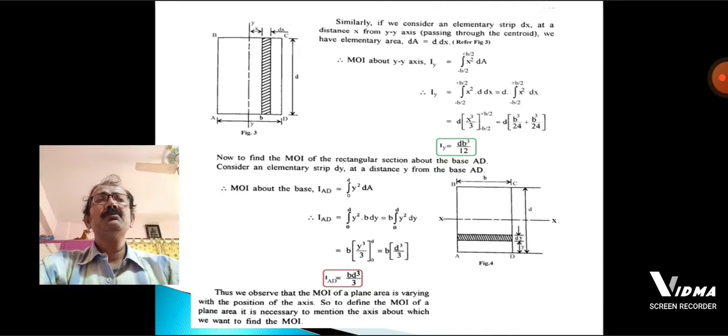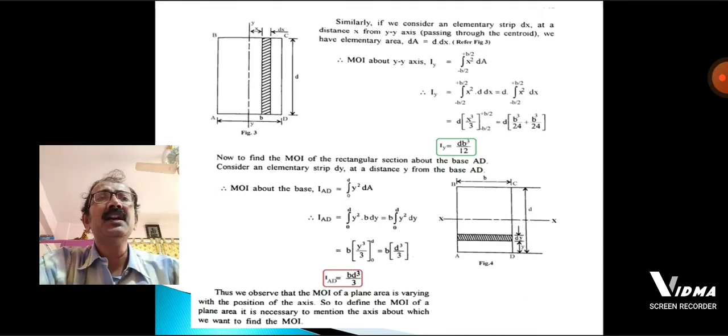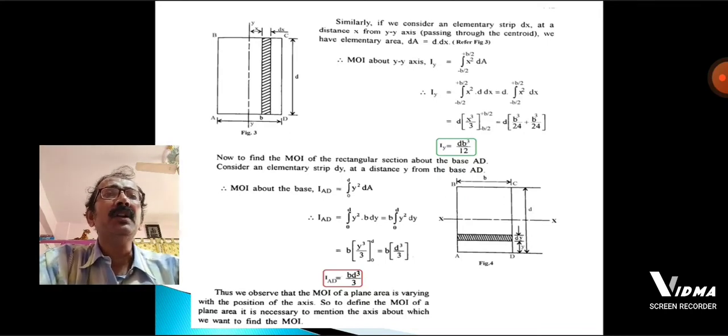Now to find the moment of inertia of the rectangular section about the base AD, that means the lowermost line AD, consider an elemental strip dy at a distance y from AD. The moment of inertia with respect to the base, you can write IAD equals integration from 0 to d of y square dA. The lower limit is 0 and the upper limit is d. So finally IAD should be bd cube by 3.